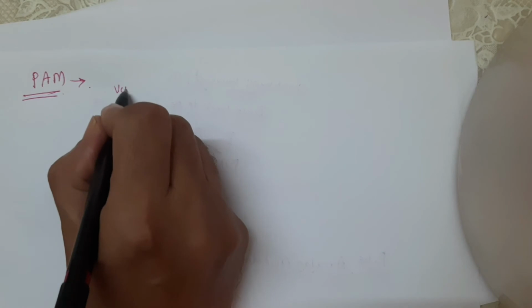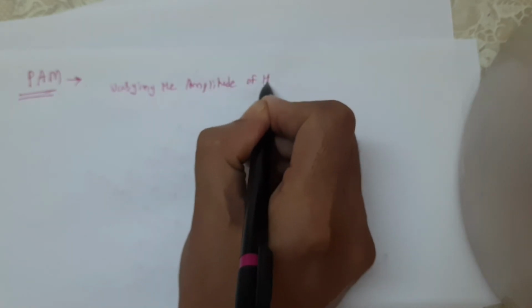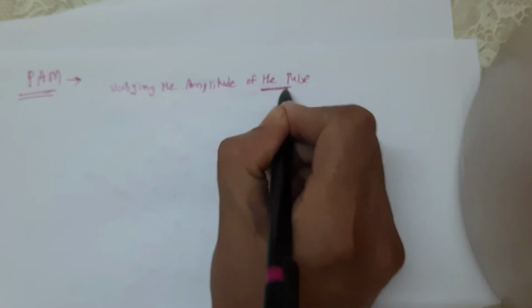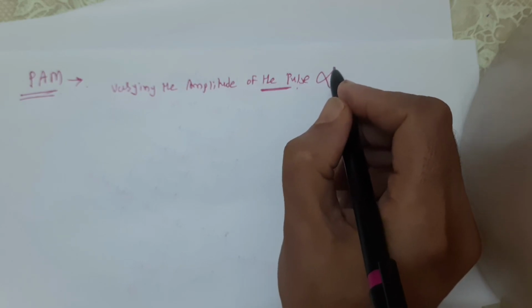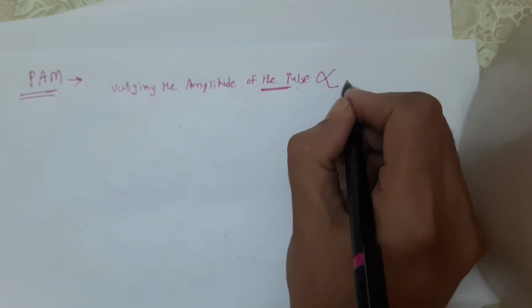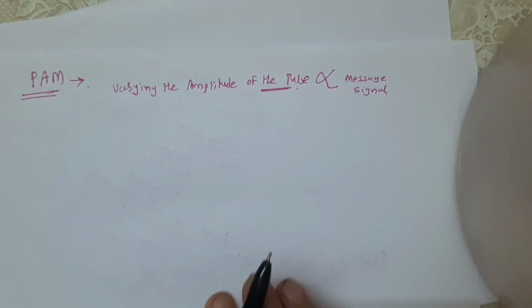Now what is inside this? Pulse amplitude modulation is defined as the process of varying the amplitude of the pulse in proportion to the instantaneous variation of the message signal.